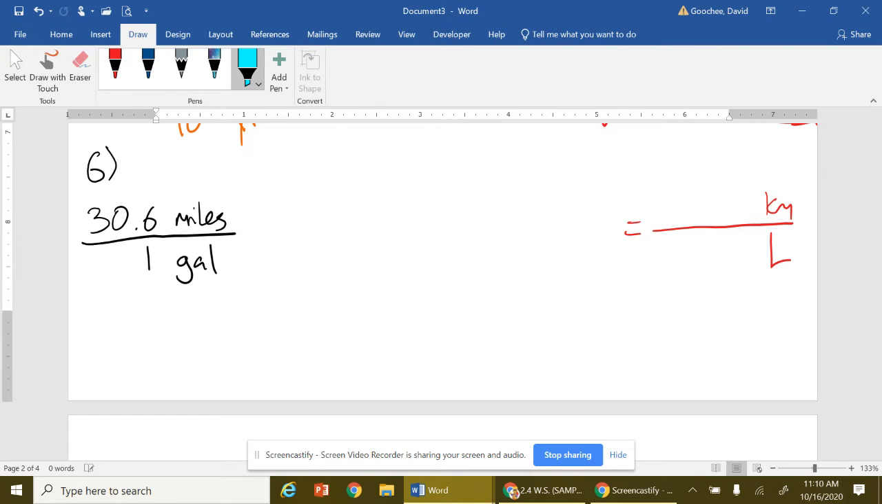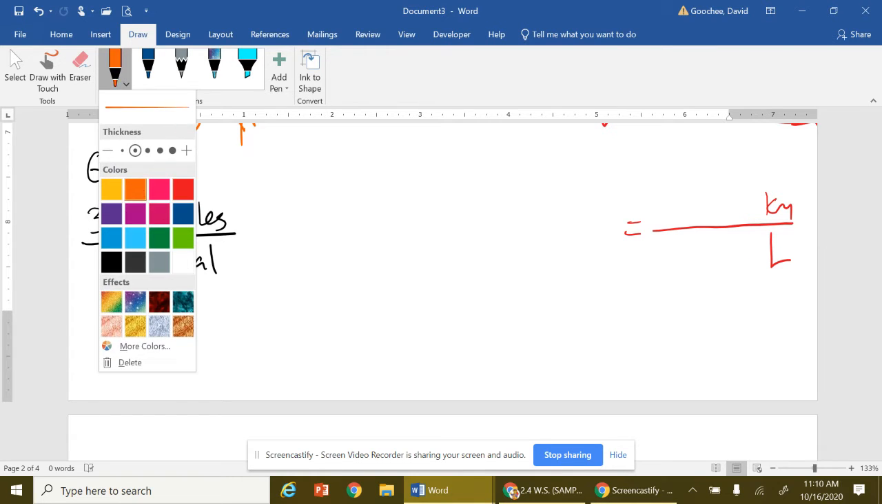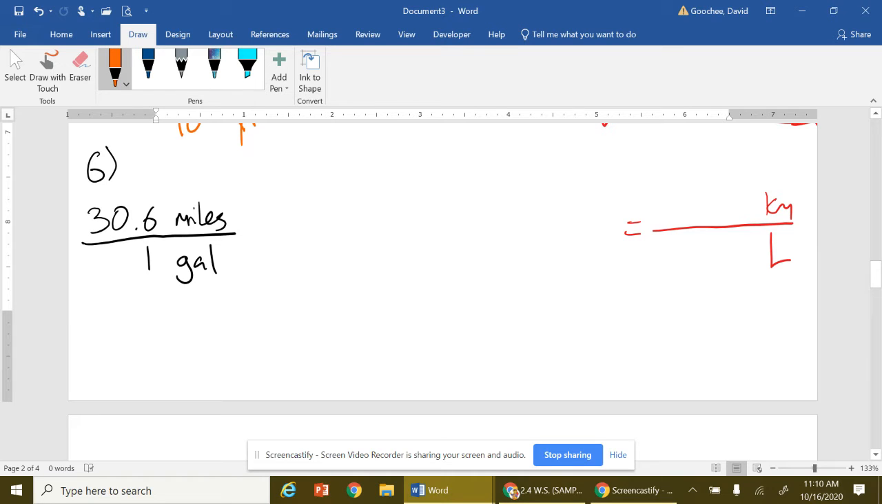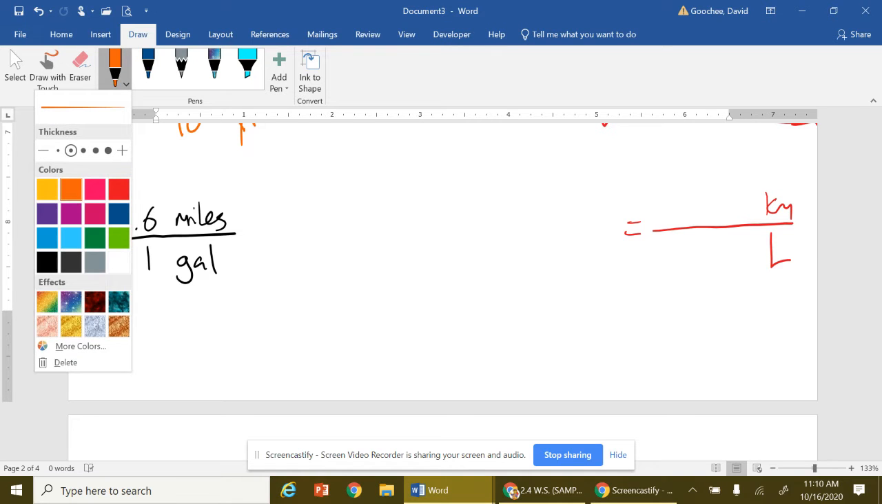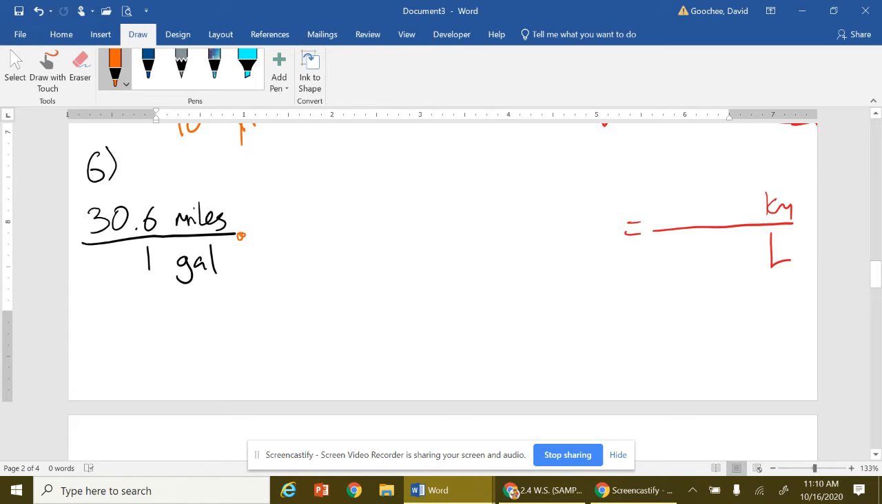Okay, we're going to have to convert both the top and the bottom. So let's get to it, guys. Listen, it doesn't matter which you choose. It does not matter which one you choose. You can do the top first, you can do the bottom first. Let's do the top first. I'm going to do the top first. I don't want miles, so I am going to get rid of miles by putting it on the opposite side of this fraction, miles.